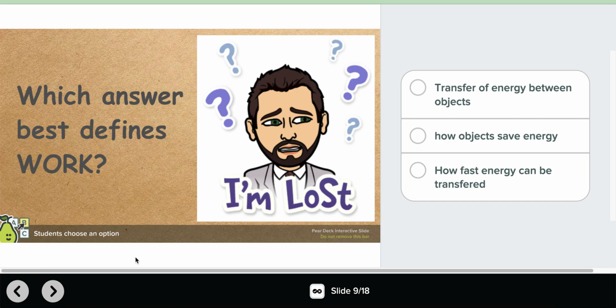Alright, but let's think back again. Now that we have learned what work is, without looking at any notes, which is the correct answer? Is it the transfer of energy between objects? Is it how objects save energy? Or is it how fast energy can be transferred? I'm really hoping you guys just said, you're crazy, we just did this. It is, of course, the top one, transfer of energy between objects. But the cool thing is, this bottom little definition is a real definition. How fast energy can be transferred? We're actually going to get into that soon too.